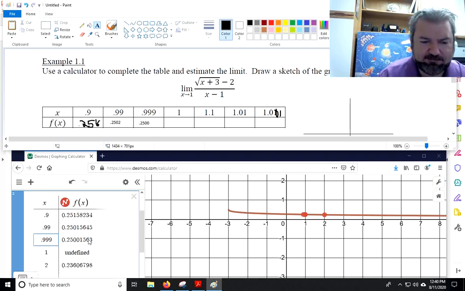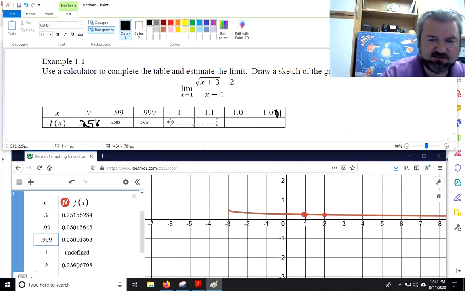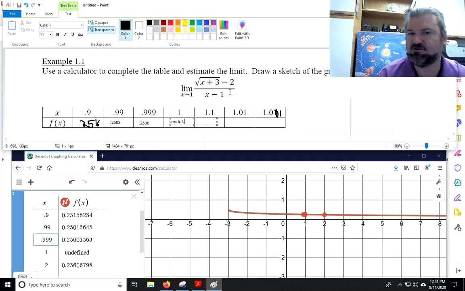Next, let's look at what happens at 1. Well, you'll notice it's undefined. It's undefined there because that would cause me to divide by 0. If you plug in a 1 for x, it doesn't matter what's on top. The bottom is a 0. If the bottom is 0, it's undefined.